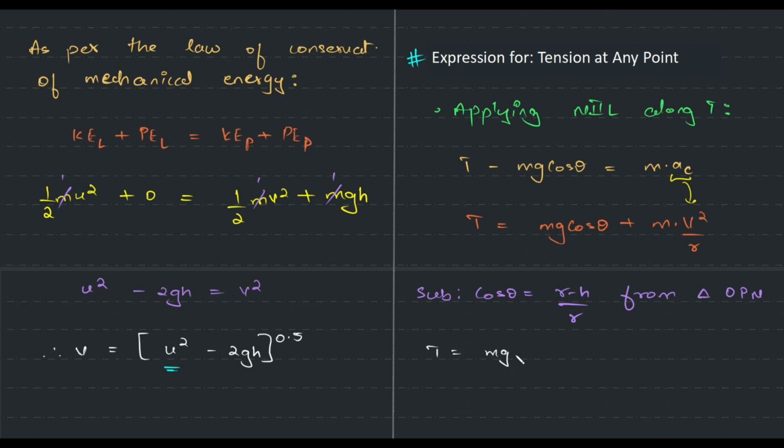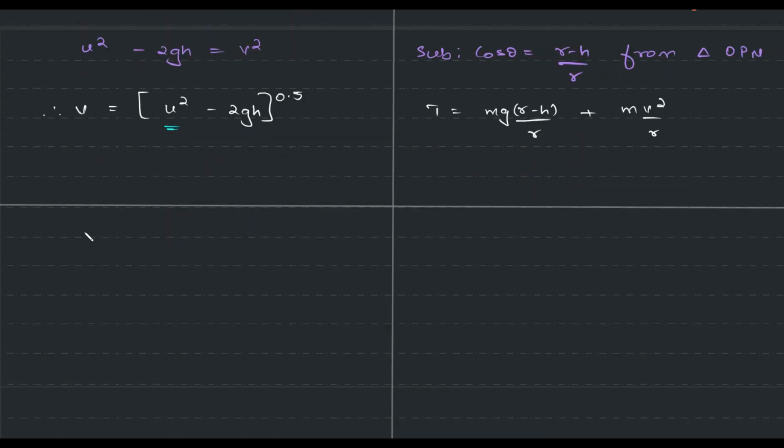So that is mg times (r minus h by r) plus mv square by r. So here T is equal to m by r, and we have gr minus gh plus v square. Okay, again v square is another variable. It is not fixed. This is also not something that we want. We want to purely express it in terms of u, r, and h.